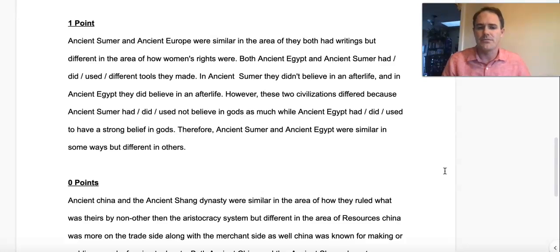However, these two civilizations differed because ancient Sumer did not believe in gods as much, while ancient Egypt did use to have a strong belief in gods. Not really true. They both strongly believed in gods, just different kinds of gods. Therefore, ancient Sumer and ancient Egypt were similar in some ways, but different in others. So they got 1 point for using some specific evidence related to the prompt. The prompt is about early civilizations. So the student gave me some information about beliefs in afterlives and differed, in women's rights and had writings. All of that only earned the student 1 point.